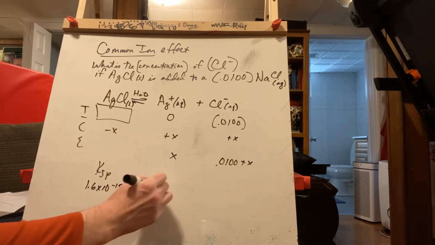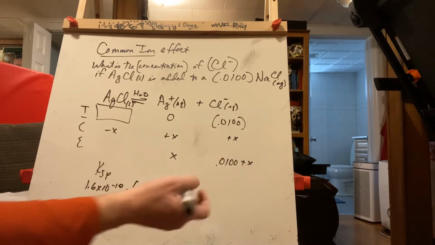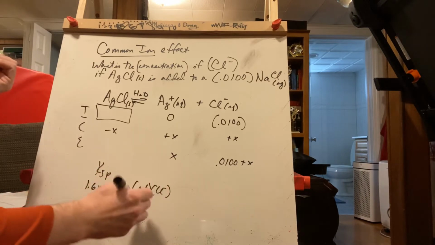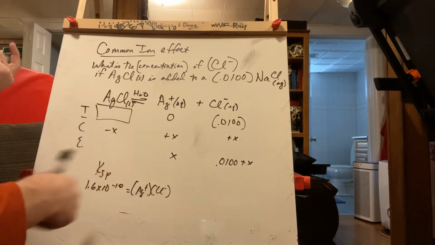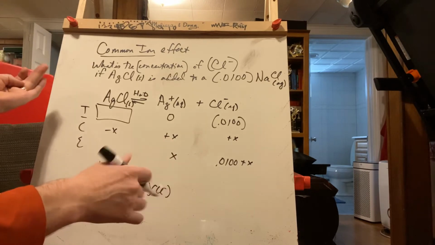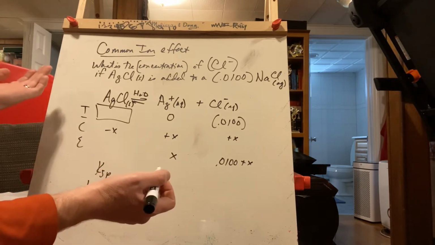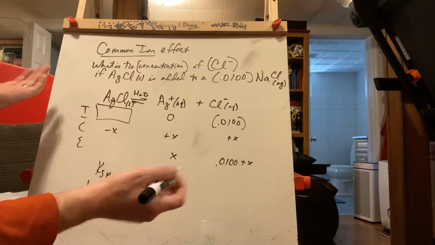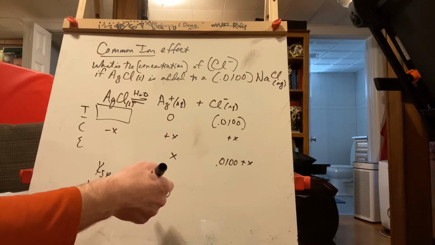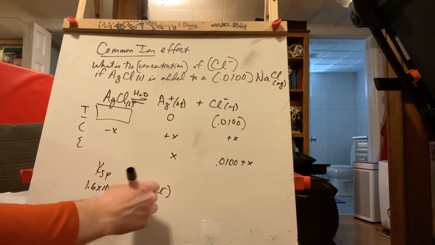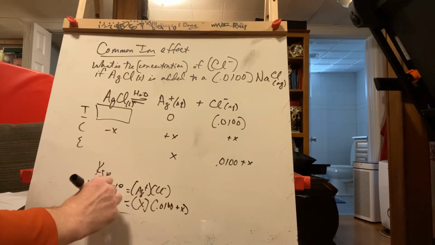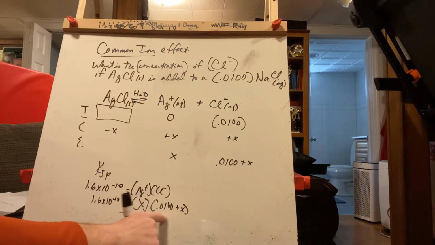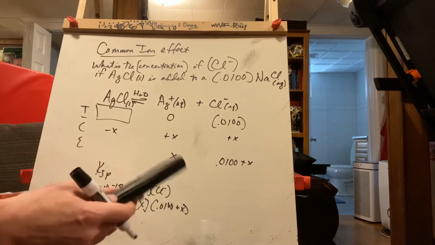equals the Ag plus times Cl minus. And now you've got an x and a 0.0100 plus x. So, okay, if you jump ahead with a little bit of math here, you could realize that this x is going to be ridiculously small. So what you can say is, I can plug in these values, x and 0.0100 plus x equals 1.6 times 10 to the negative 10th. But this x is going to be so small that 0.0100 plus x is going to be basically 0.0100. But we have our 89, so we'll just solve it with that.